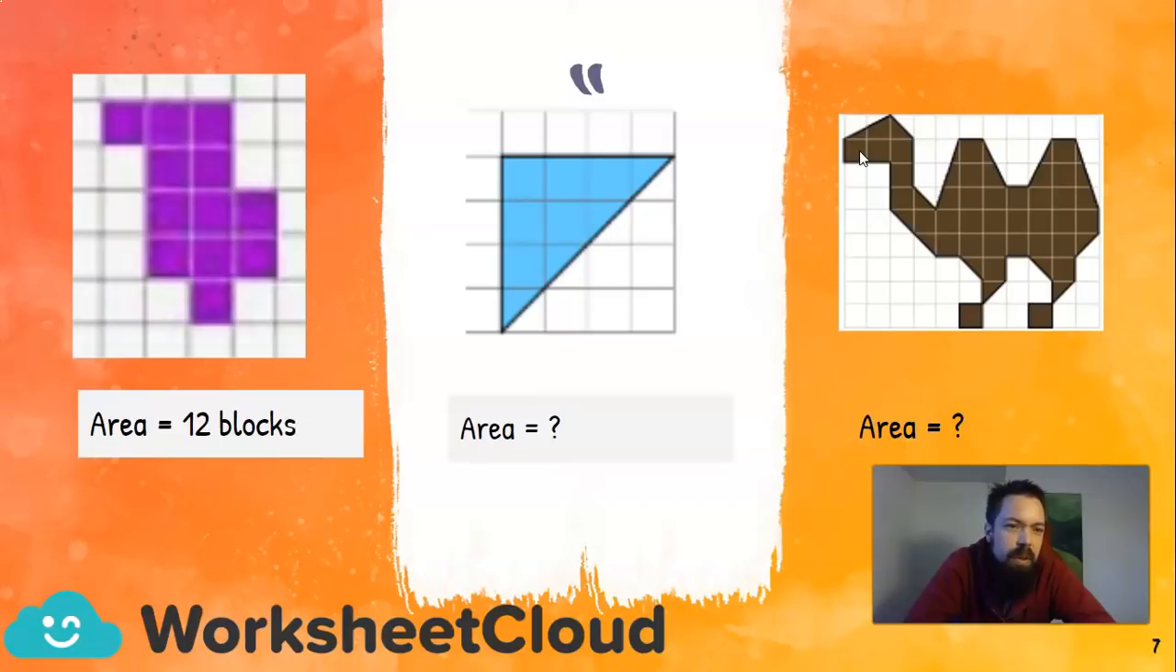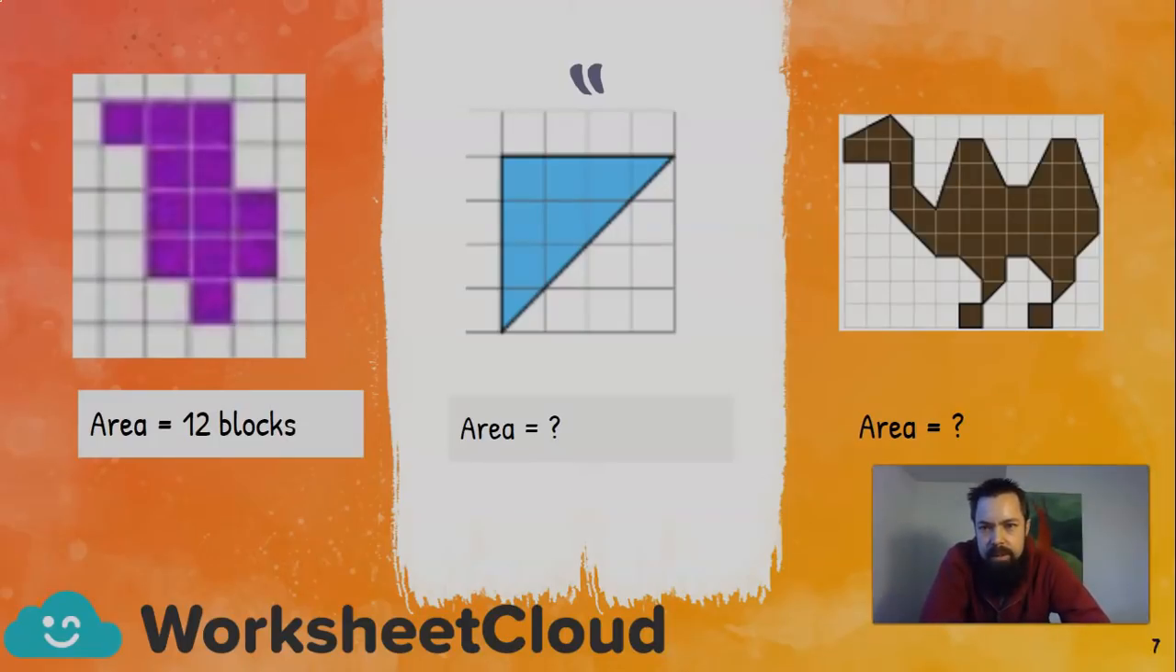I'm not going to count all the blocks in here, but the way I'd go about it is to count each of the whole blocks first, then count the ones that are half blocks that come to a whole, and then I'd look at these pieces over here that don't quite make up a whole, and then I go, nah, it's close enough, that's not quite there. Put them together and get my answer.